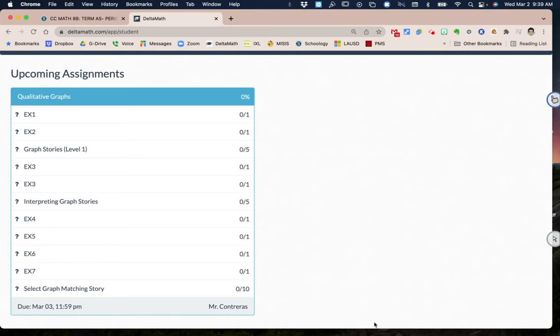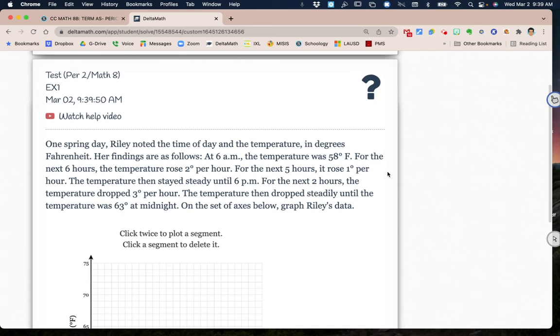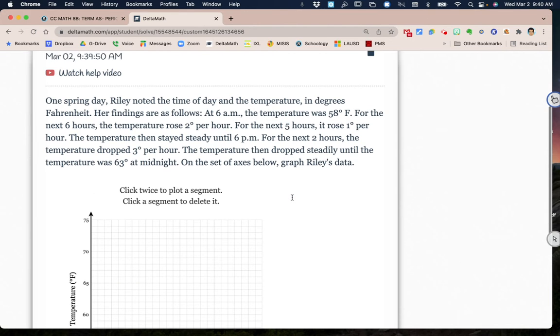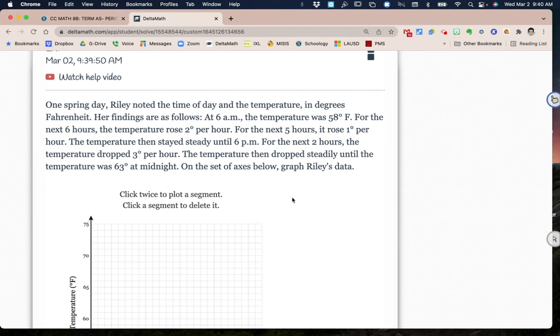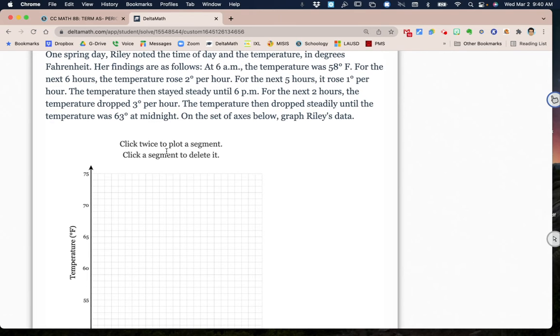Okay, so today we're going to do some questions on qualitative graphs. We have 7 examples. We'll start with example number 1. So what we're going to do is read this question carefully. Then we're just going to break it down sentence by sentence and use it as directions to fill in this graph with a situation. So it says click twice to plot a segment. Click a segment to delete it.